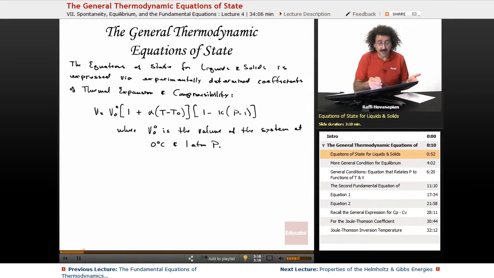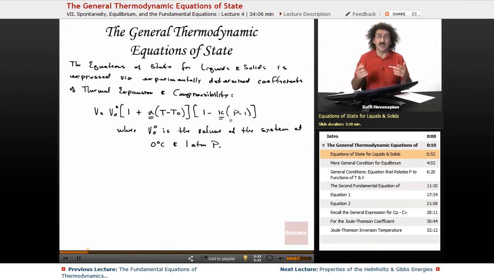It just says that the volume at any given moment happens to equal this initial volume, which is the volume of the system at 0 degrees Celsius and 1 atmosphere pressure, times this. This is the initial temperature. This is the new temperature that you happen to be measuring. And this P is the pressure. So at a particular pressure, at a particular temperature, this is the volume. It's a relationship between pressure, temperature, and volume. And this is empirically derived, and it's based on these coefficients, the coefficient of thermal expansion and the coefficient of compressibility. That's it. Just another equation of state.